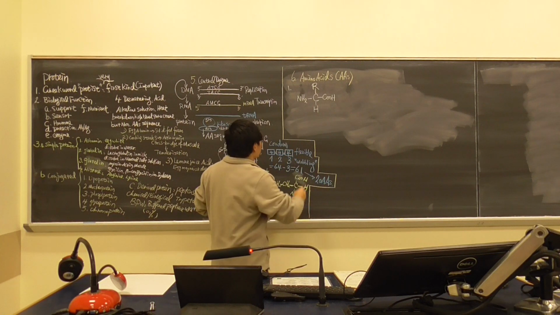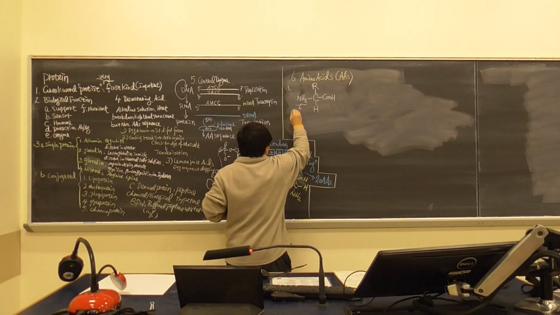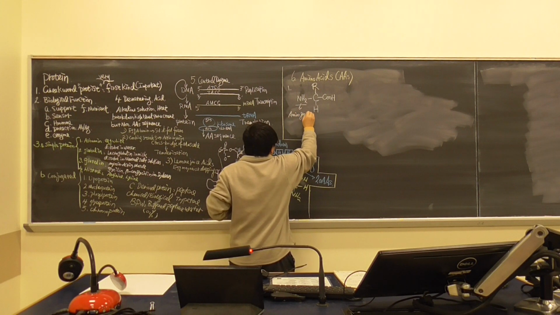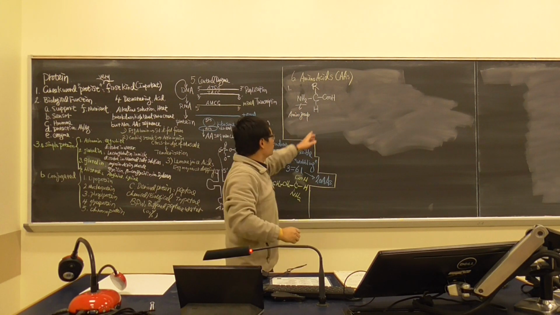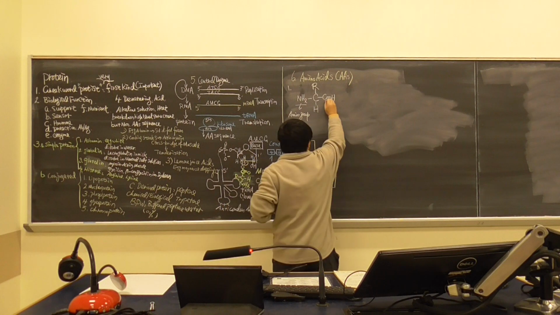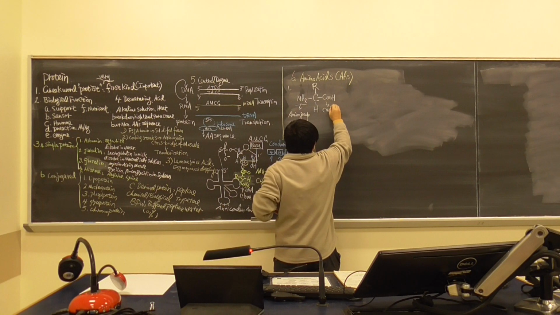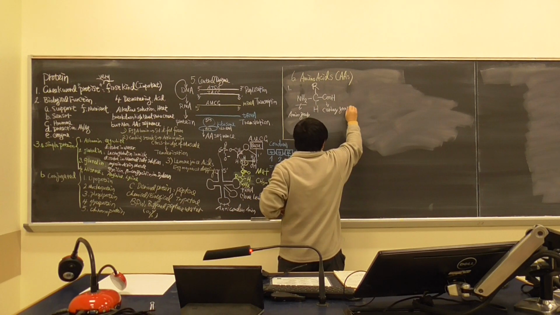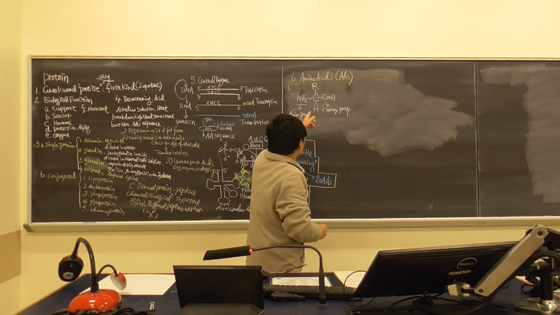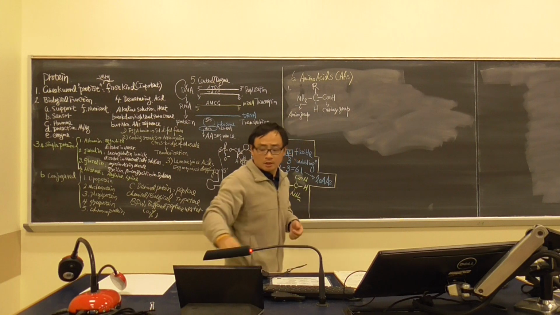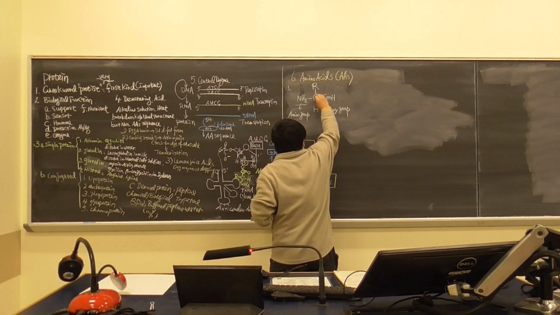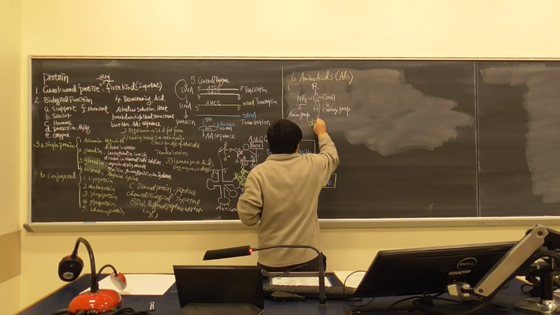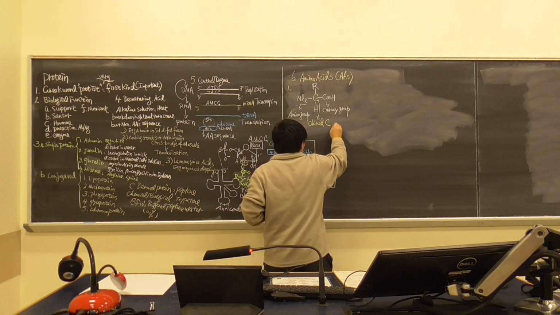We call this NH2 the amino group. This proton is always the same. COOH is the carboxyl group. And in the center, this C, it is very important. We call it the chiral C.